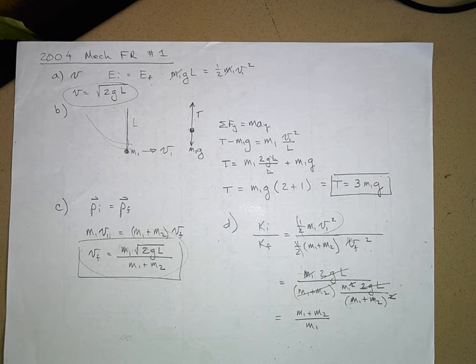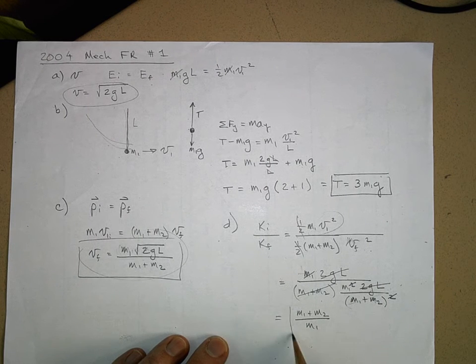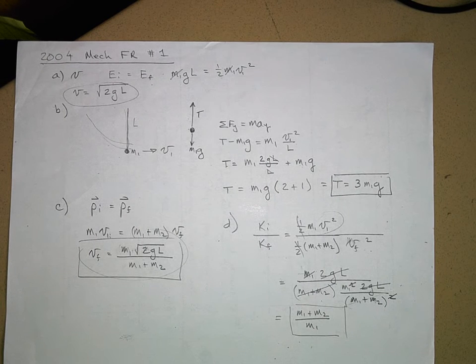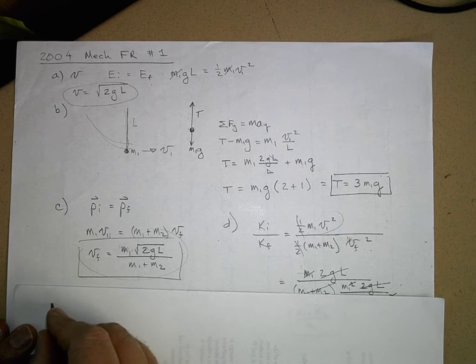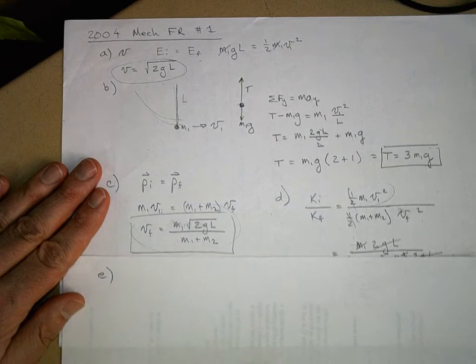So that's the fraction, and I think that's as far as we can go, right? Let's take a look. Yeah, that's as far as we can go. So there's the ratio. That's only worth 2 points. That's kind of disappointing. All right, so let's do part E. Try to fit part E in here.